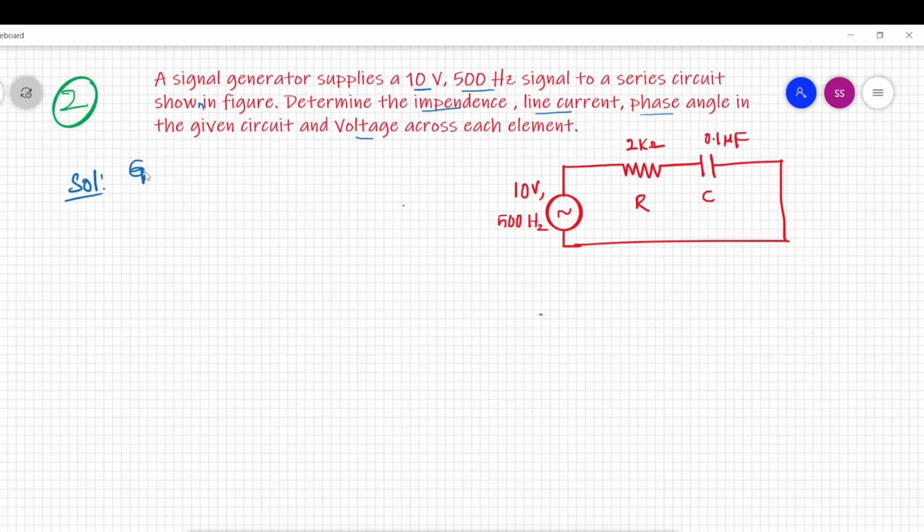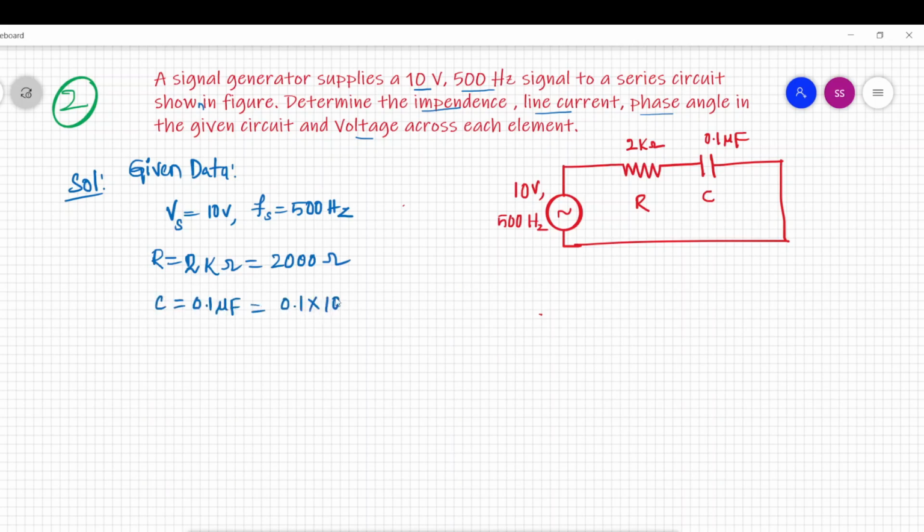Let us write down the given data. So what is the given data? We are given a source voltage of 10 volts and a frequency of 500 Hz. So this is a series RC circuit. Okay, now we are given the values of the resistor, that is 2 kilo ohm, which can be written as 2000 ohm, and a capacitor of 0.1 microfarad, that is 0.1 into 10 power minus 6 farads.